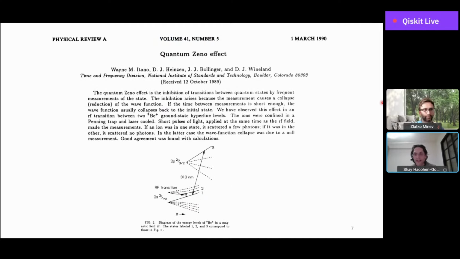So about 12 years later, came a very nice work by Dave Wineland's group, and they really demonstrated this quantum effect for the first time. They took a beryllium atom, and they used the two levels of the beryllium atom, labeled as 1 and 2. So this was their two-level quantum system, and they drove it with an RF transition. So if nothing is happening, then it will be Rabi flopping. And then they use the third level to apply projection. So it's a slow Rabi flopping, and every certain segment of time, they're applying a very fast rapid measurement.